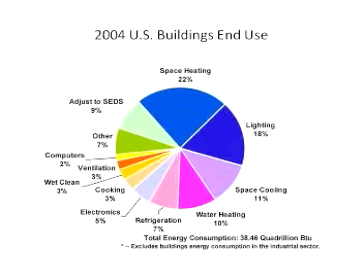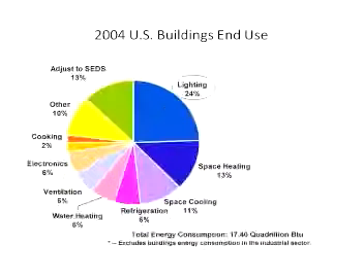Just to get an idea of where the energy is used in buildings, it turns out that the largest energy use, as you can see in this pie chart, is space heating. Almost 1/4 of all the energy in buildings is used for space heating. Lighting is second, space cooling third, and so on. And some of these sectors are going to change as time goes on.